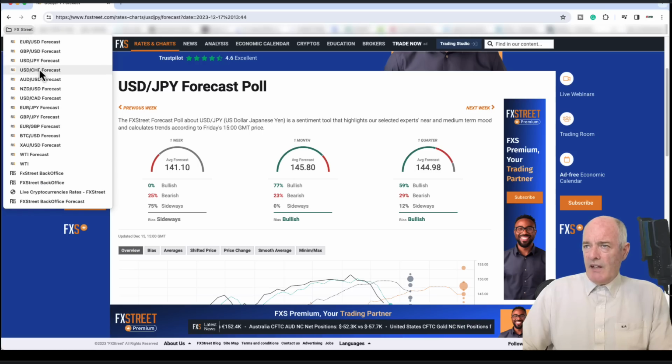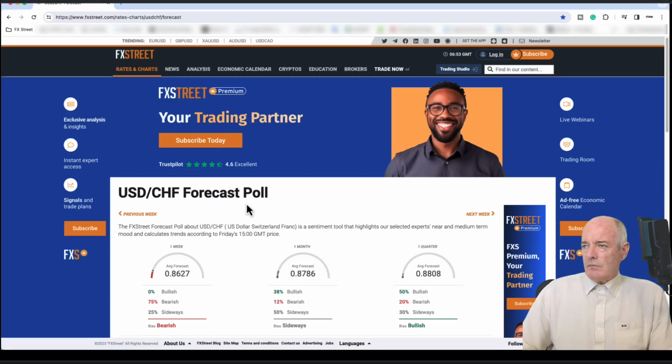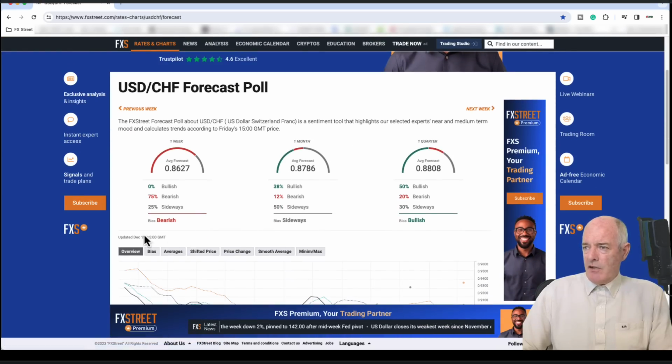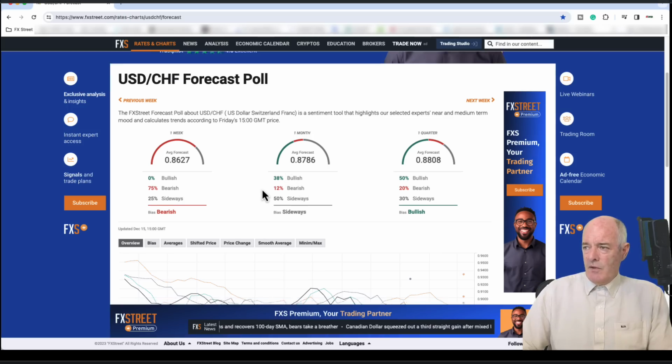So let me quickly go forward. The next pair we look at is dollar Swiss. Okay, so basically the markets are saying, let me make sure, December 15th, this is the analysis that was prepared yesterday. And it looks like everybody is saying that dollar Swiss is going to go down. So that indicates obviously dollar weakness. When dollar Swiss goes down, the dollar being the base currency. And in a month's time, the experts are saying that the dollar Swiss is going to go back up.